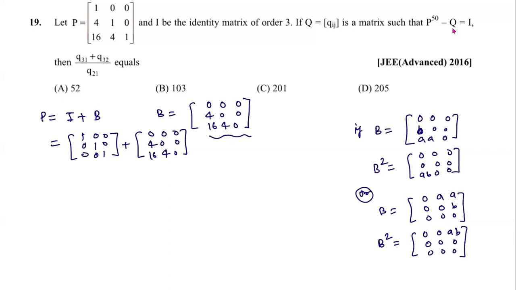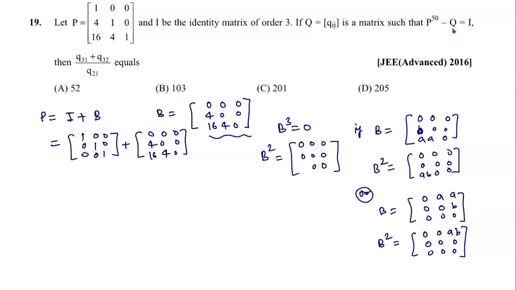So if we observe the B matrix, that is 3 cross 3 lower triangular matrix, then yes, sir, B power 3 must be O. Now what is B power 2? 0 0 0, 0 0 0, 64 0 0. 64 or 16? Sir, 64. Check. 64 or 16, I think.